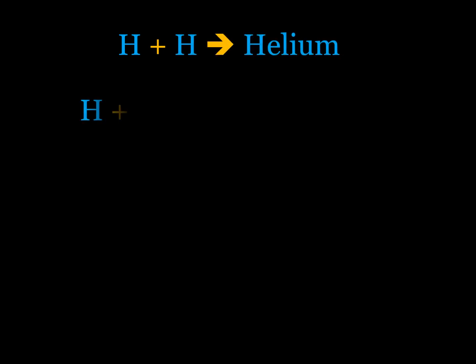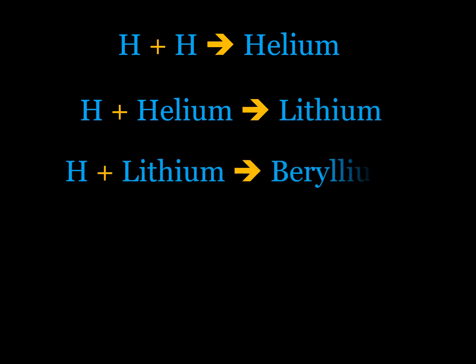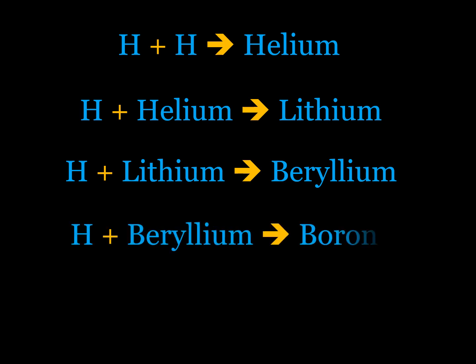Given all the conditions of extremely high temperature and high pressure, many fusions occurred. Some resulted in the formation of helium atoms, sometimes the hydrogen atoms fused with helium to form lithium atoms, and the fusion of hydrogen and lithium led to the formation of beryllium. Similarly, boron, carbon and many other elements formed.